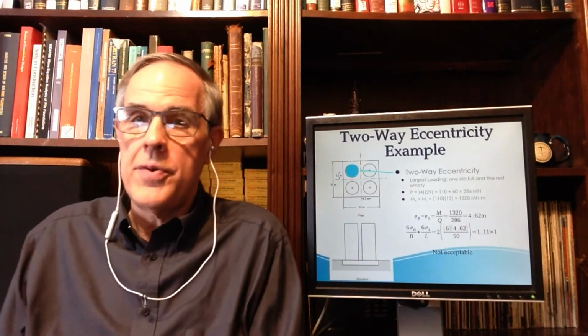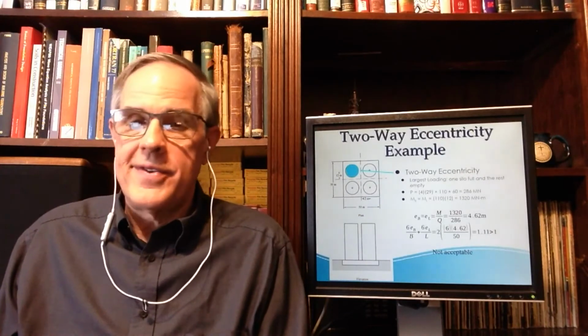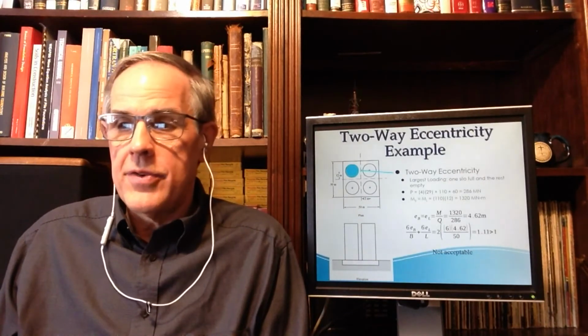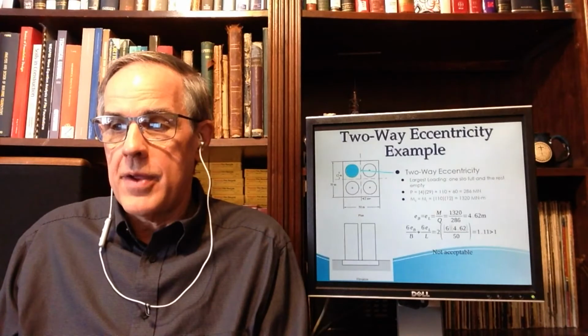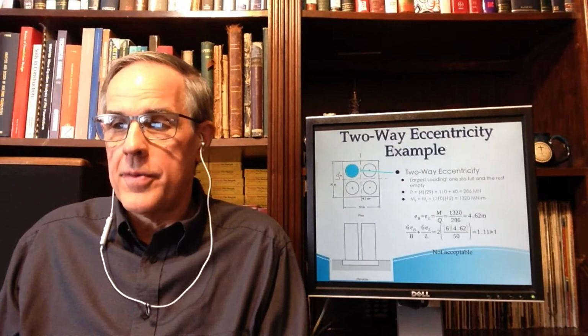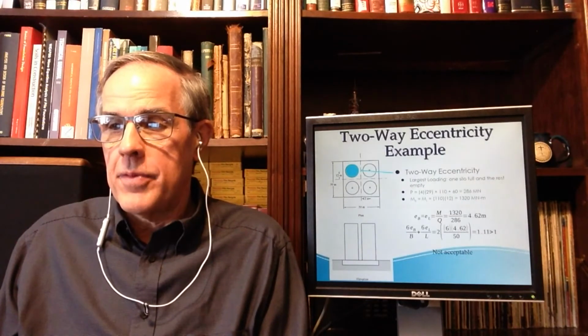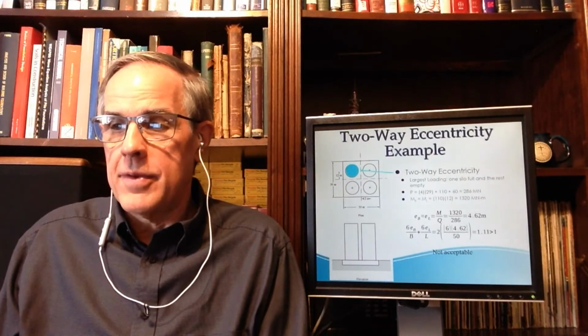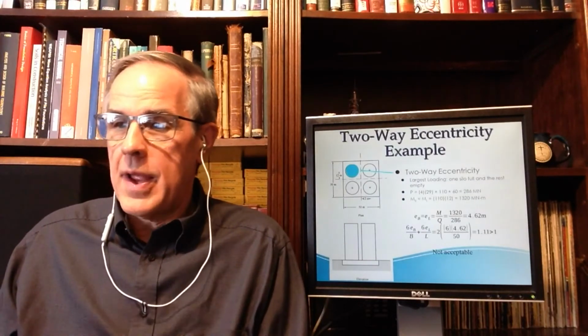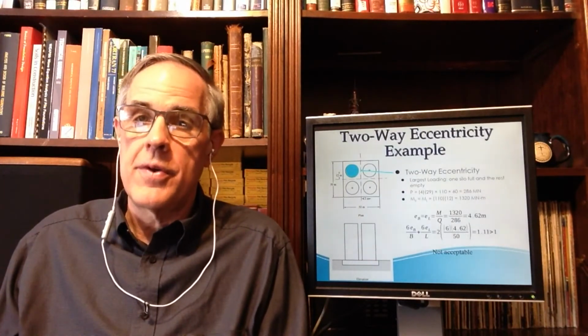So what do I do? Well, just for the quick and dirty, I use the little formula that I gave you earlier, 6 e_B over B plus 6 e_L over L. You plug it in, I get 1.11, which is greater than 1.